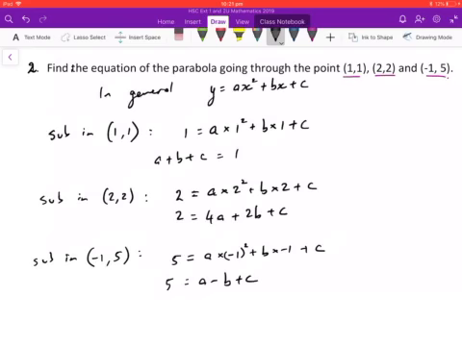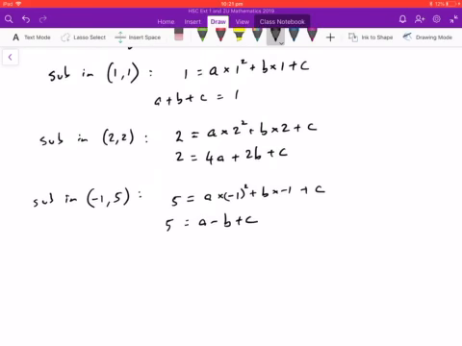Now what I'm going to do is rewrite the 3 and just line them up, because this is what I'm going to concentrate on. a plus b plus c is equal to 1. 4a plus 2b plus c is equal to 2. And a minus b plus c is equal to 5.